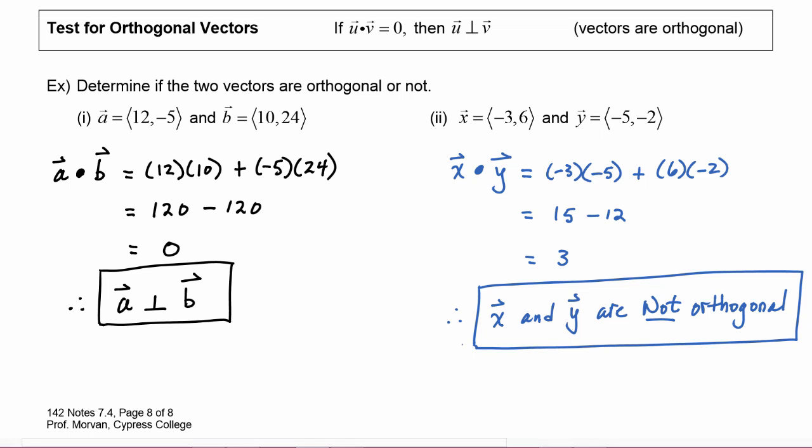So this is a pretty easy test to do. If the dot product is 0, the vectors are orthogonal. If the dot product is not 0, the vectors are not orthogonal.